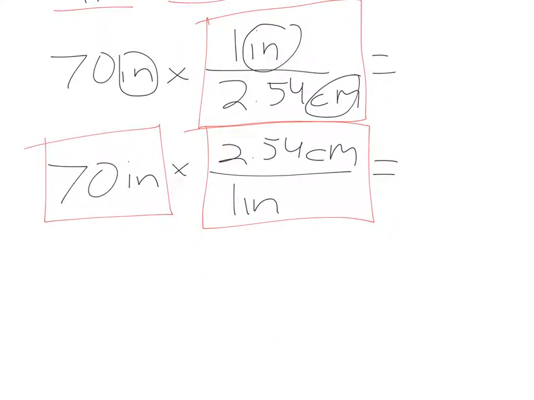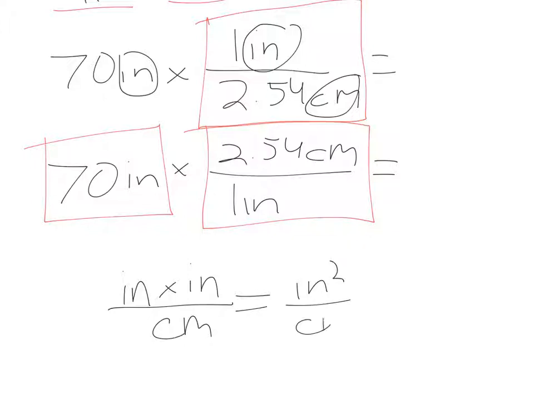Let's just do some algebra here. If I had inches times inches on top and centimeters on bottom, I would get some final unit of inches squared per centimeter. That's not a unit that my European friends are going to understand. If I say, I'm 35 inches squared per centimeter, that's how tall I am, they will look at me funny. They will think I'm a little crazy.